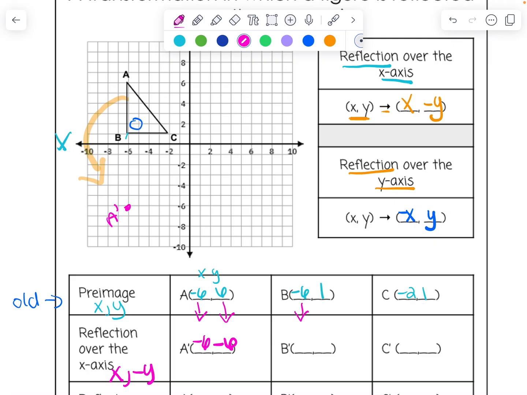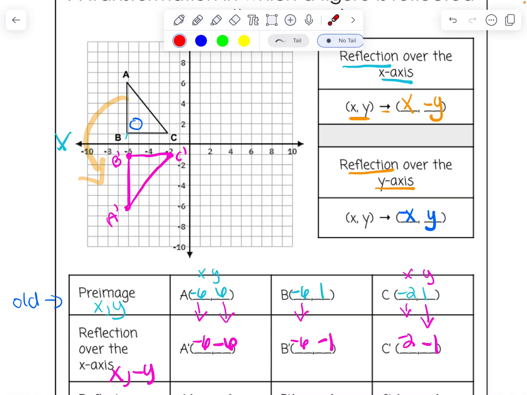Okay, same thing here. The x stays the same, and the y is going to be the opposite. So this is going to stay -6, I'm sorry, and what's the opposite of +1? -1. So my B prime is going to be -6, -1, which is right here. I'm going to label that B prime. Again, your x will stay the same, which is -2, but the y value is going to be the opposite, which is -1. So -2, -1, and that's going to be C prime. I'm going to go ahead and draw my triangle.